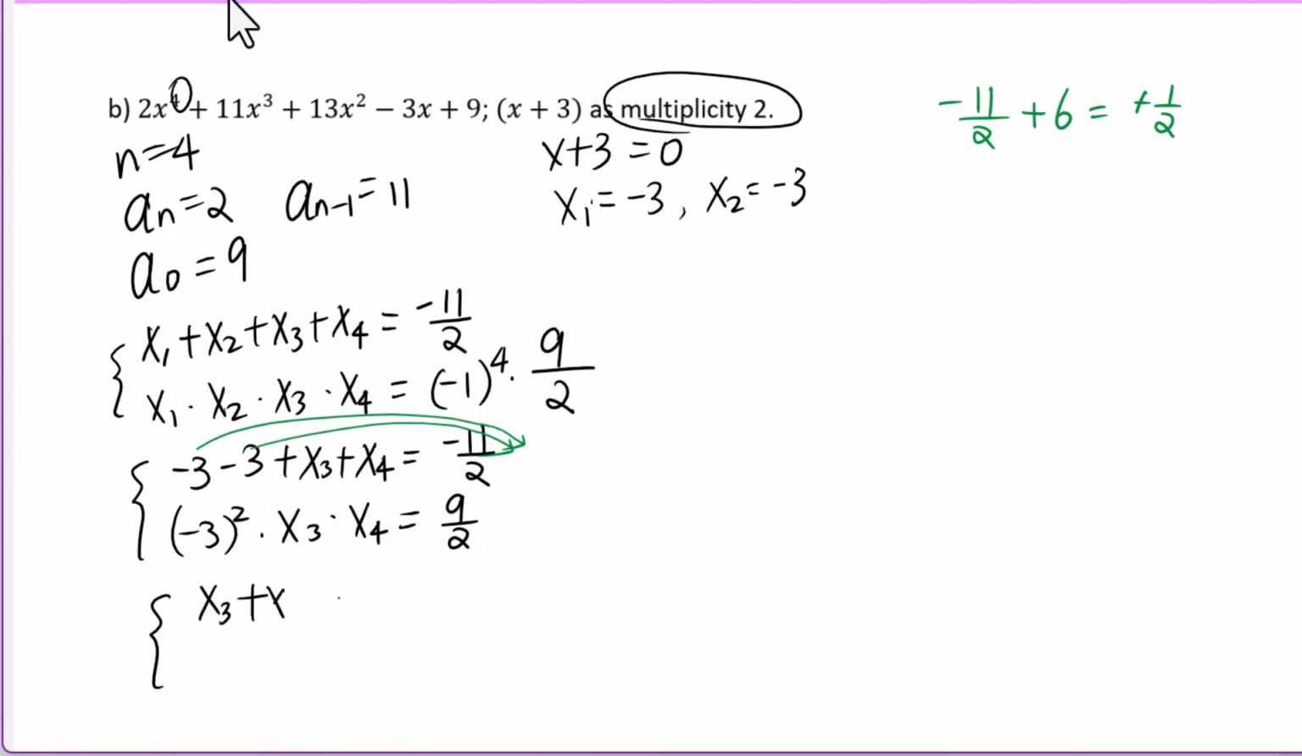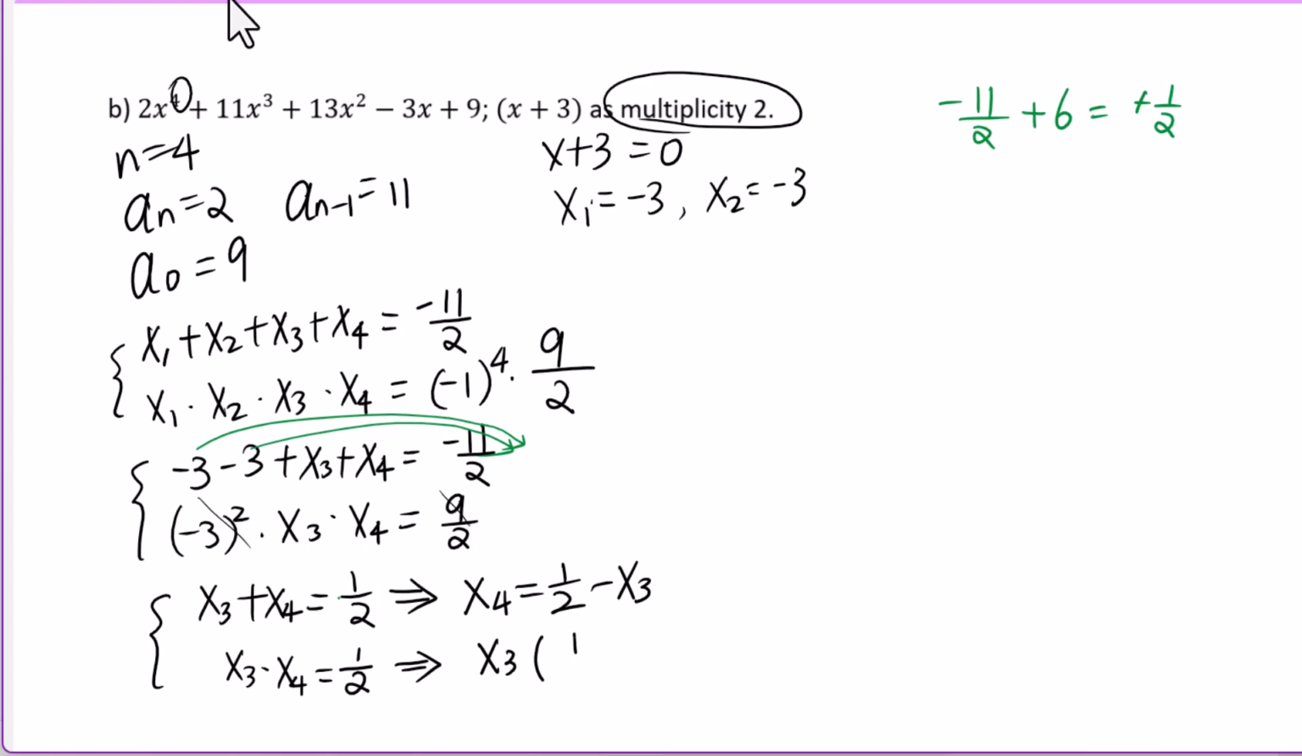x3 + x4 = 1/2. Reduce 9: x3 times x4 = 1/2. From this equation, we can get x4 = 1/2 - x3. Then we plug into this equation: x3 times (1/2 - x3) = 1/2.